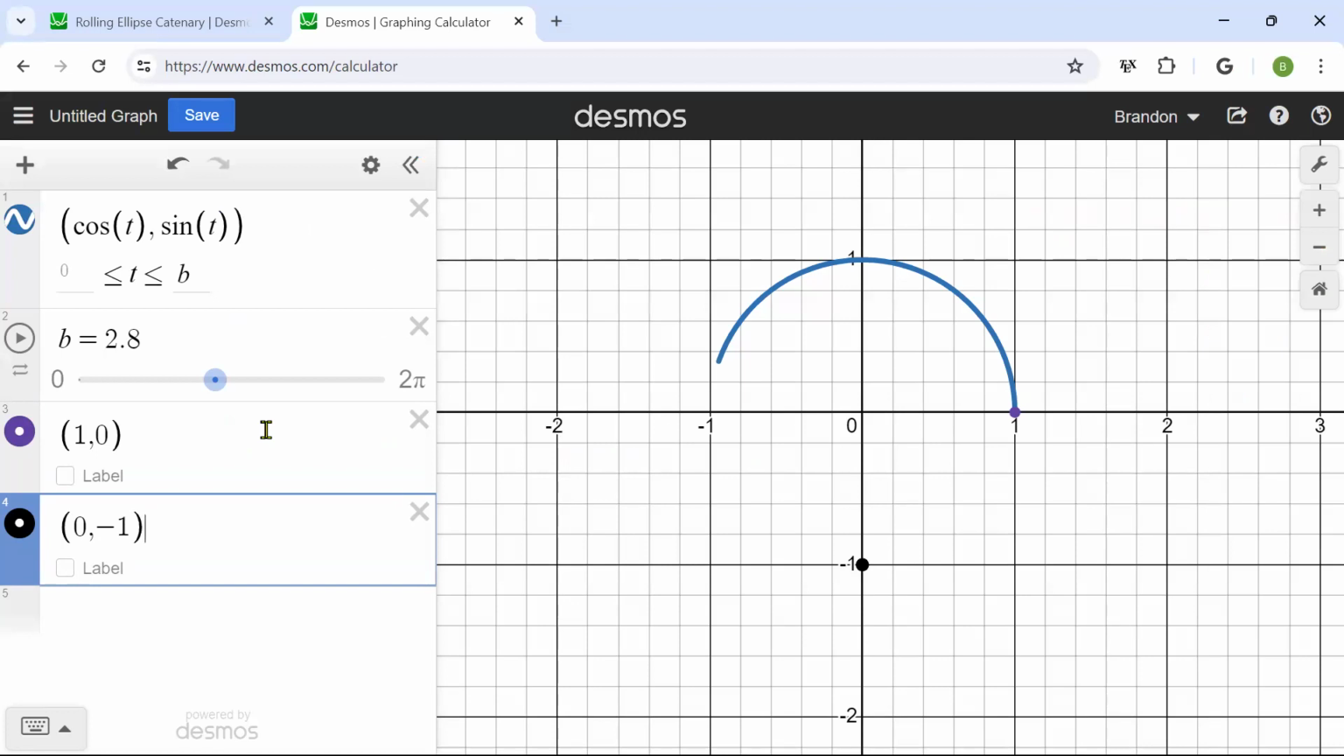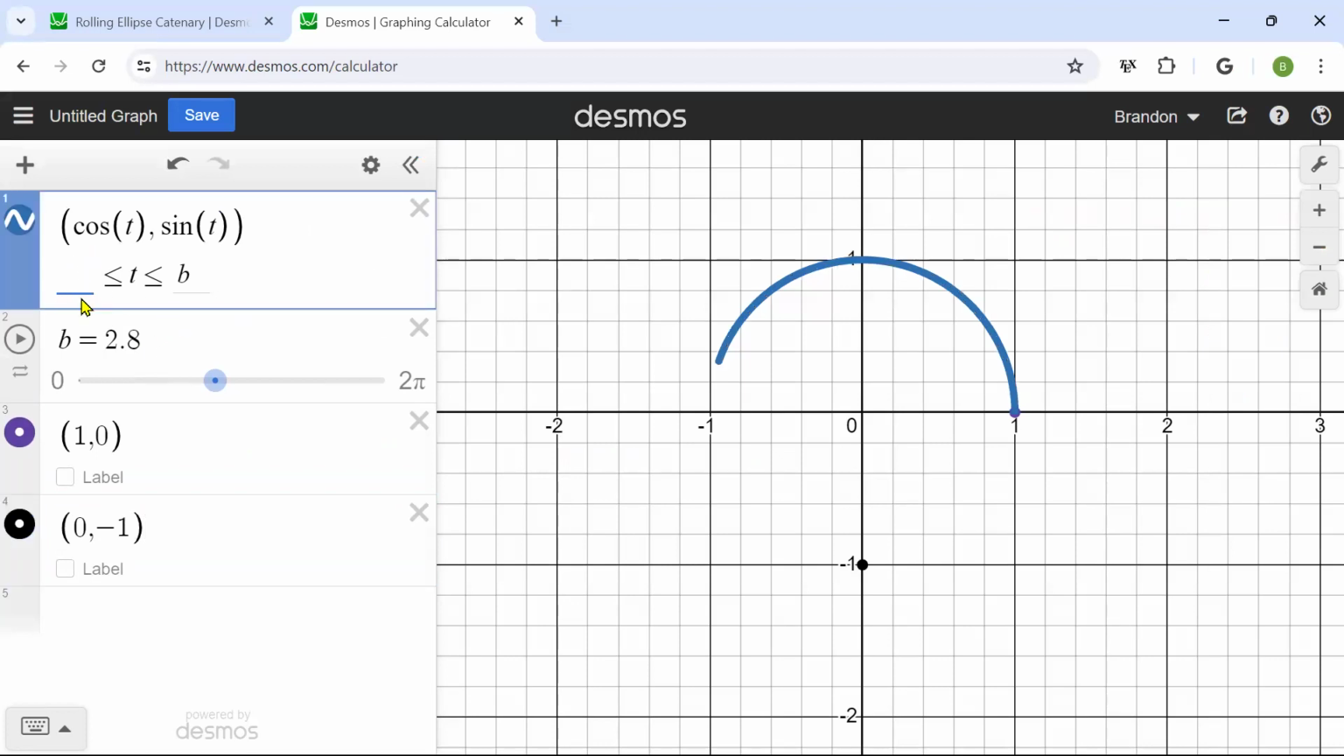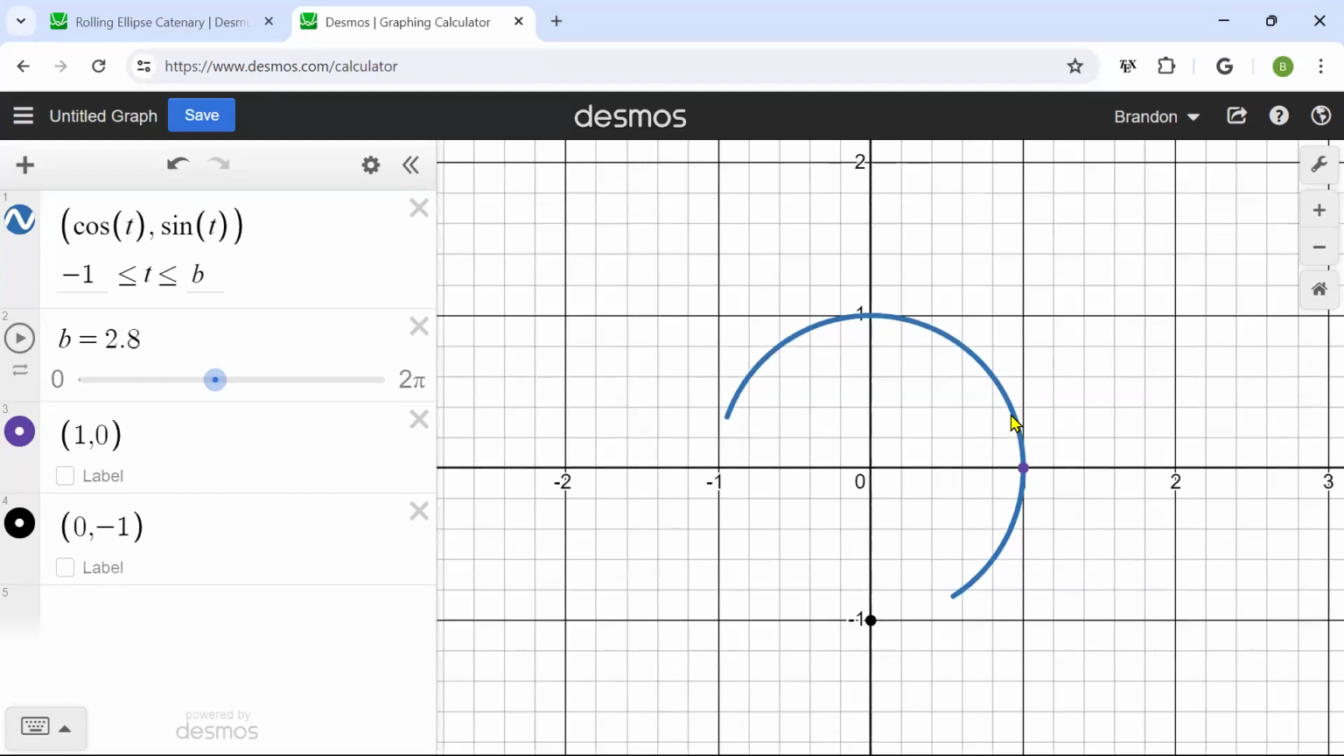A couple different ways you could try fixing this. Notice what happens if I go and pick a negative endpoint here for my parameter, on -1. See what happens there? If I start at -1, it's like I'm going backwards a little bit.